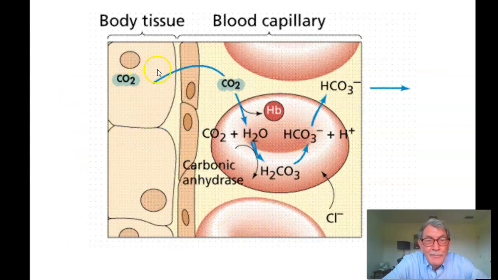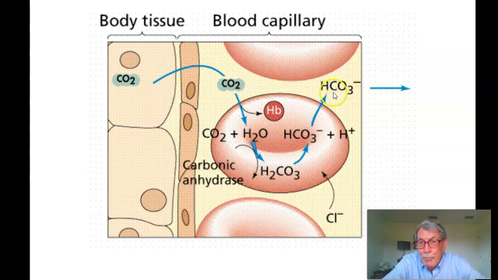So here we have blood going past the working tissue. CO2 comes out, a little bit stays out here, a little bit dissolves in the plasma, some of it binds to hemoglobin, but the majority of it combines with water using carbonic anhydrase to make carbonic acid, which becomes bicarbonate, loses the hydrogen, and floats around in your blood as bicarbonate.